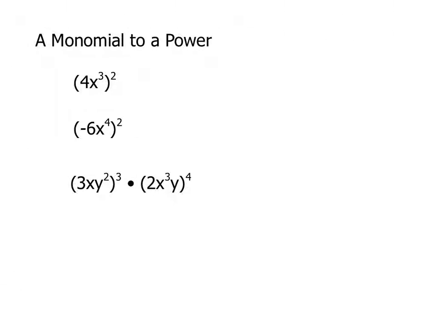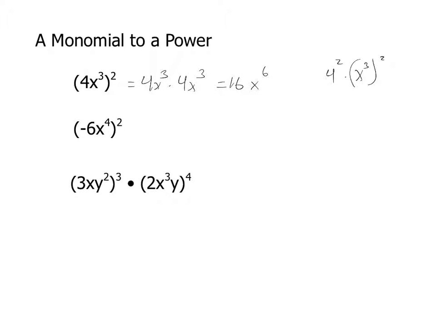So now think about doing a monomial to a power. So really this is multiplying 4x to the third times 4x to the third. So as before, 4 times 4 is 16. And if we add our exponents, we get x to the sixth. Now that might motivate a little bit of a shortcut for you, because can you tell that you're squaring the 4 and squaring x cubed? So this is really doing 4 squared times x cubed, if you will, squared.